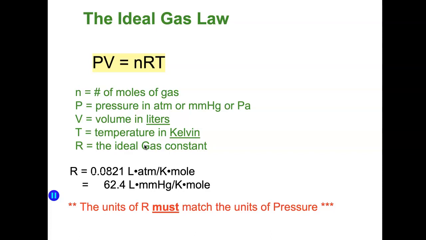So if your pressure is in atmospheres, you're going to use 0.0821 liters times atmospheres divided by Kelvin times moles. If you are using torr or millimeters of mercury, it's 62.4. And so just make sure that volume is in liters, temperature is in Kelvin, and that R must have units that are consistent with the pressure.